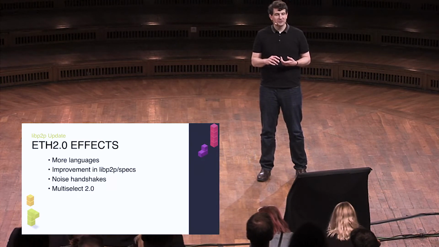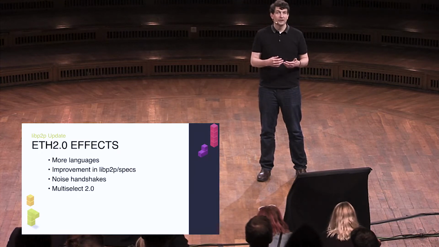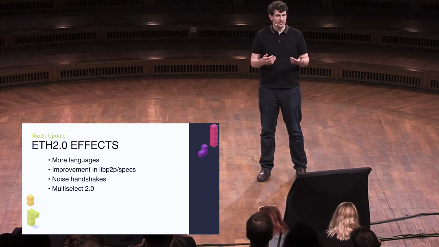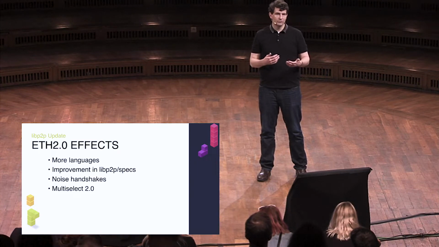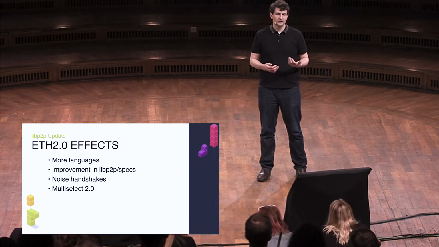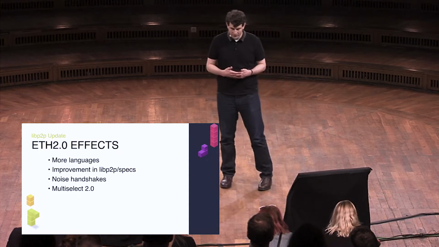Noise handshakes was another thing that's been on our to-do list for a long time, and it was an ETH2 requirement, so we finally got it. We have it, I think, almost complete in Go. It's imminent. We're working on it in other languages. And the last thing I'll just say briefly, multi-select 2.0.